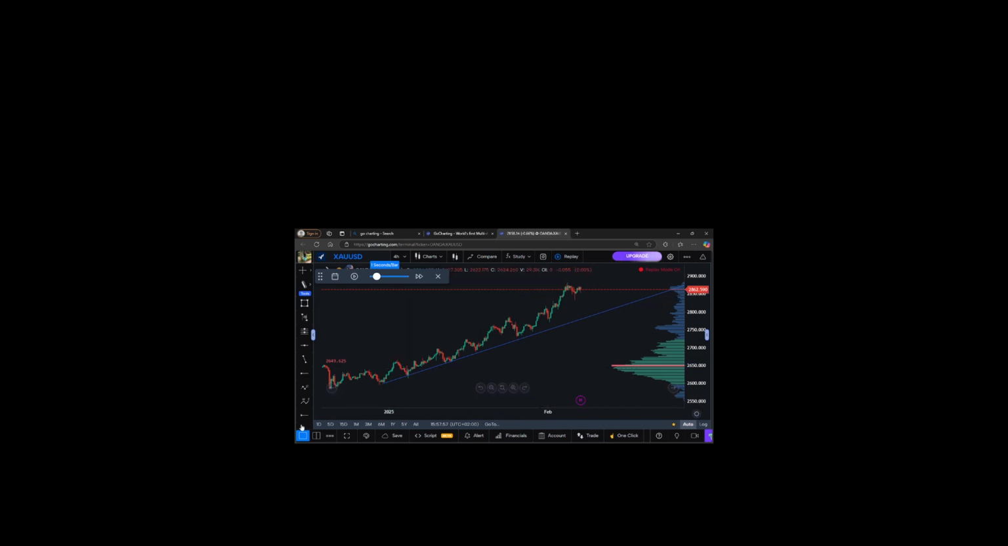So I wanted to show you how to enter, how to put your stop loss and your take profit. I'm going to use this as an example. You see, here this will be my entry point, and this will be my target.